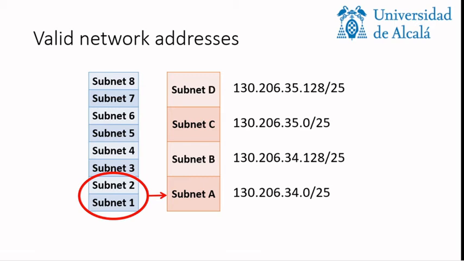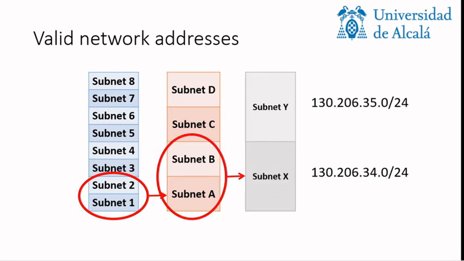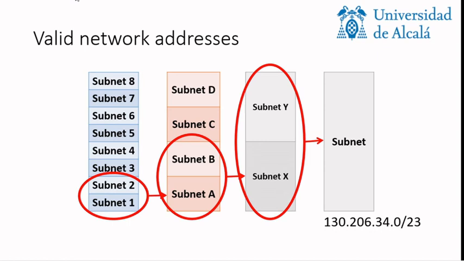We can even aggregate more. For example, A and B could have another aggregation which would create subnet X. In this case, as we are coming from a mask of /25, we would have a new mask /24. AB would be X and C and D would be Y. Finally, we could take subnets X and Y and aggregate them both into a bigger subnet, which would have mask /23. Up to this point, everything looks pretty clear, doesn't it?